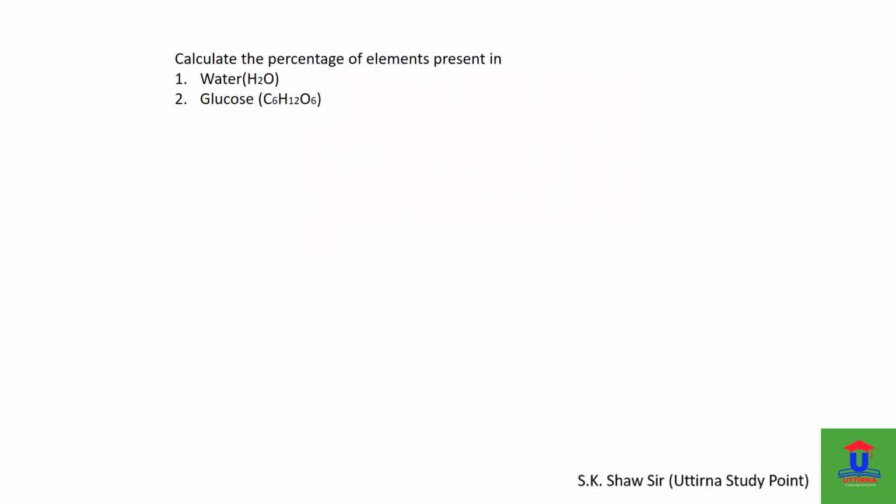Let's go ahead and solve these two questions. First, calculate the percentage of elements present in water. First one means you have to find out the percentage of hydrogen and the percentage of oxygen in water. Try to find out this one.